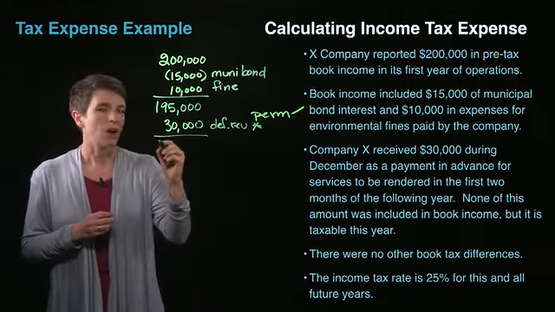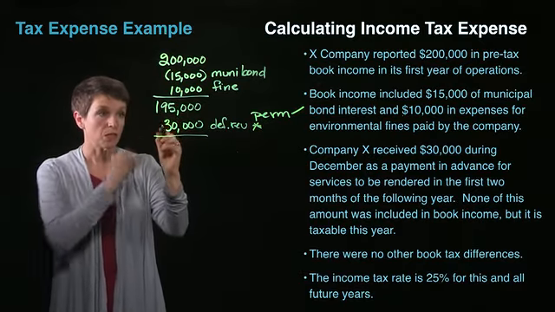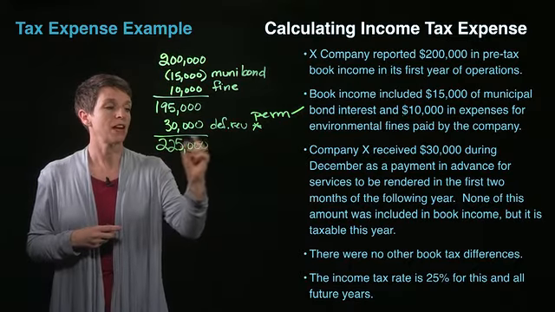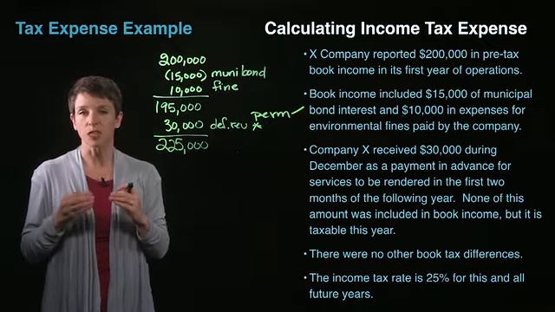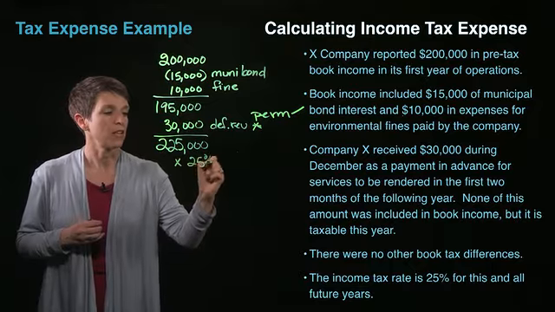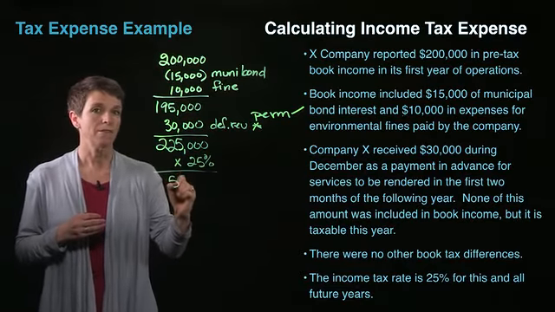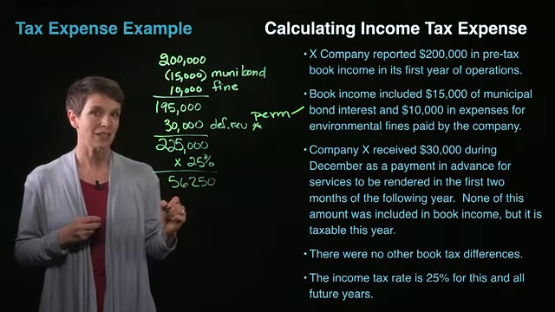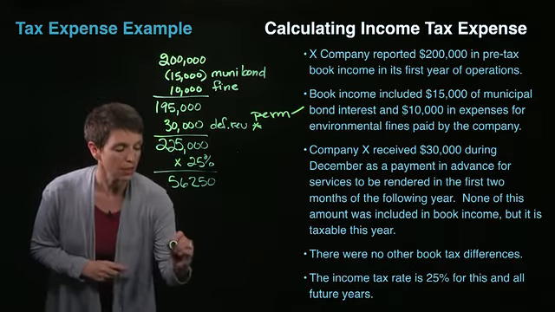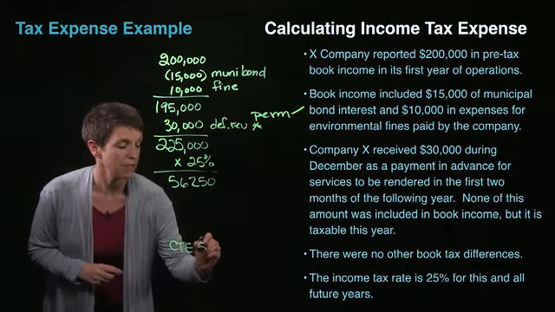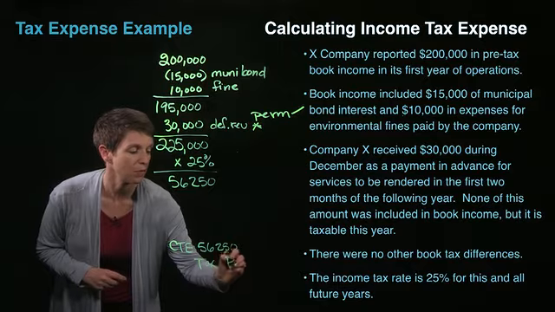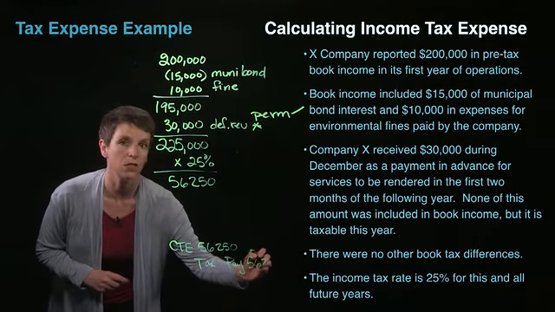Now that we have our adjustments, we can see how much we will pay tax on in the current year. So $225,000 is the amount that will show up as taxable income in our tax return. And if our tax rate is 25%, that means we're going to pay $56,250 in tax. When we make that tax payment, we'll record current tax expense of $56,250 and tax payable of $56,250.